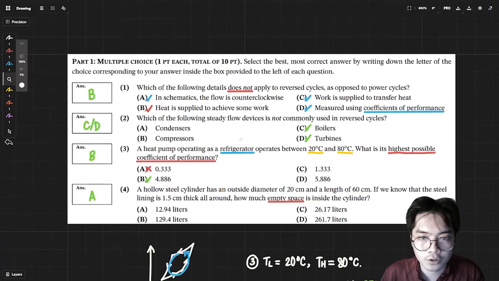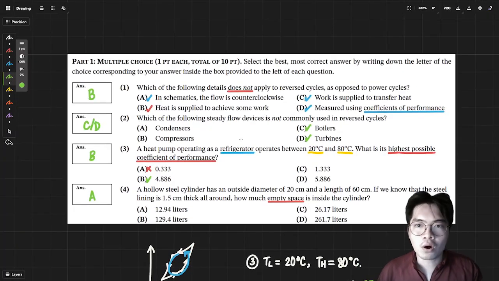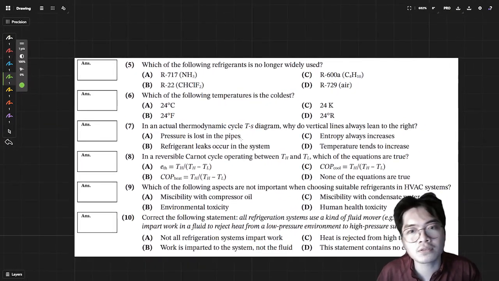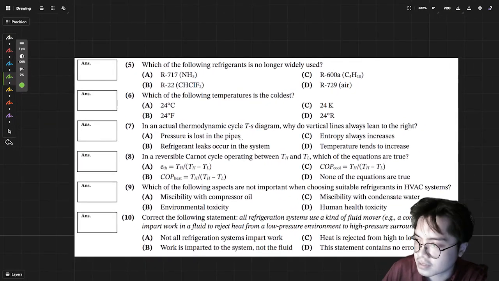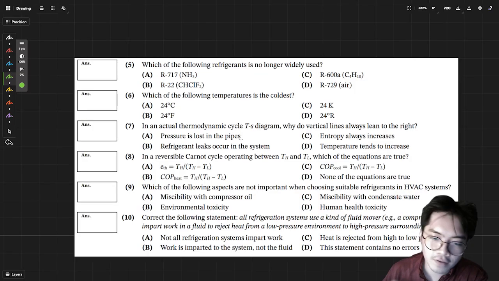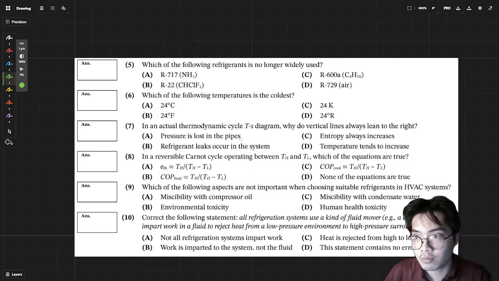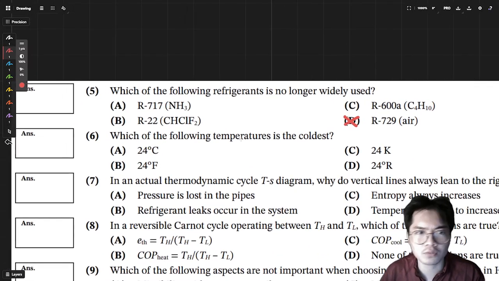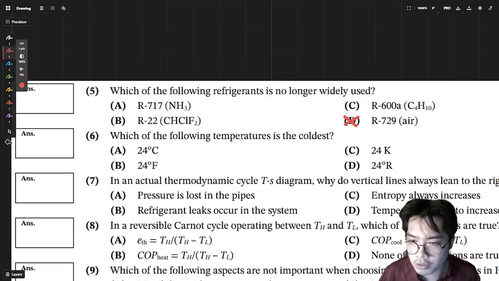Okay, there you go. Now, number 5. Which of the following refrigerants is no longer widely used? The thing about this now is that you guys kind of have an unfair advantage, because I already told you that one of the refrigerants we use normally would be air. So this is not the answer, right? And now, if we think about it, there are 3 other options.